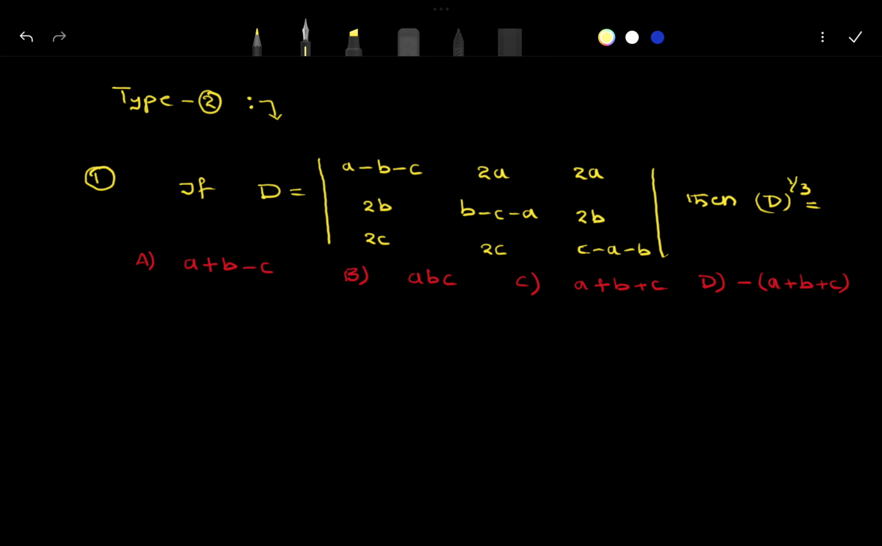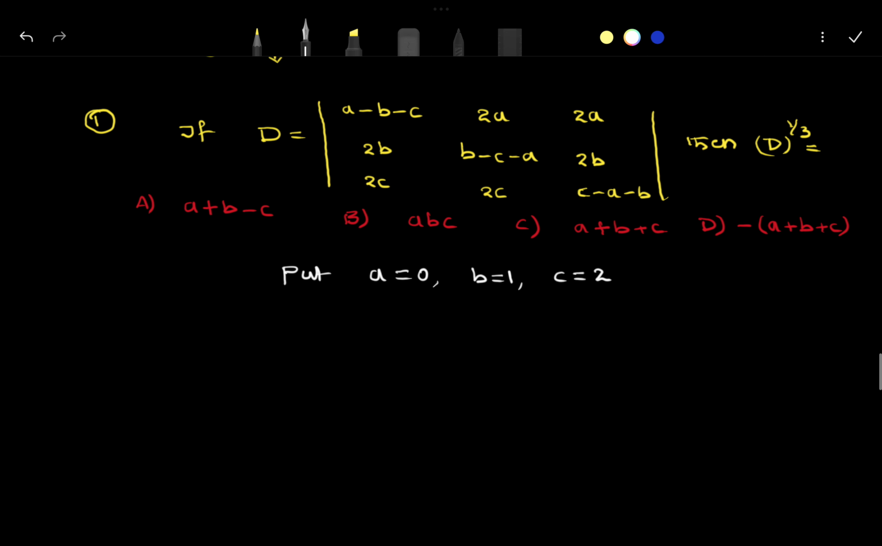So here I am taking A is equal to 0, B is equal to 1 and C is equal to 2. If I substitute all these values, how much will I get for the D value? Therefore, D is equal to the determinant of A minus B minus C, so that is 0 minus 1 minus 2, that is minus 3.